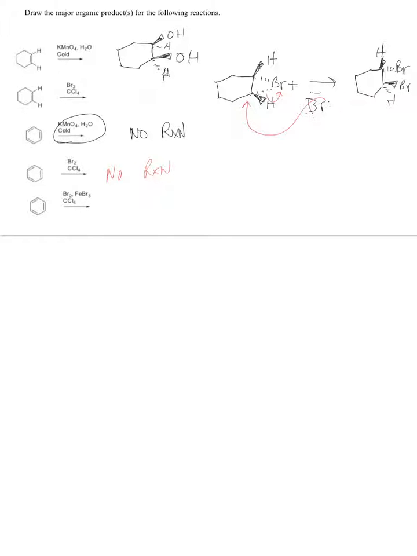Benzene is interesting in that it undergoes electrophilic aromatic substitution, and this will be the next chapter, chapter 17, where we'll talk about the reactions of benzene. But if you want to brominate the ring, these are the conditions, and you just get one bromination under these conditions.